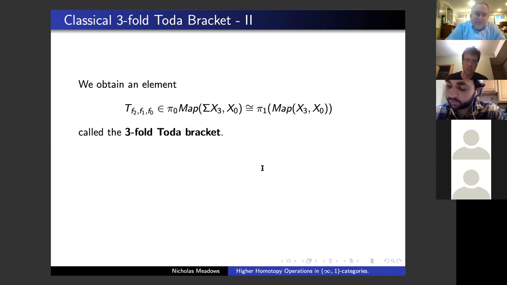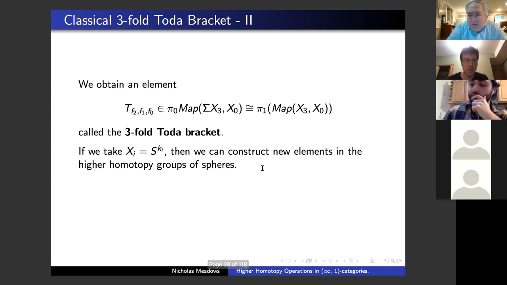Another general comment: the path components of the space of maps from the suspension of X3 to X0 are always isomorphic to pi_1 of the space of maps from X3 to X0. This is just a fact about suspension. If I iterated the suspension, so I had suspension to the K, I would get an element of pi_K of the space of maps. And this is called the threefold Toda bracket.